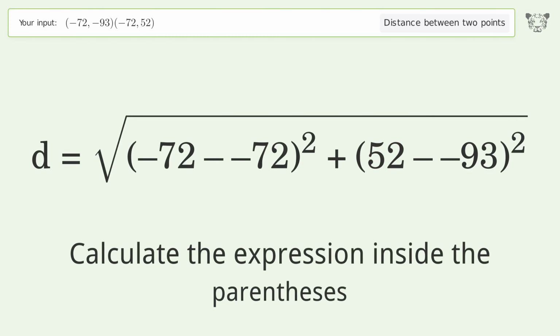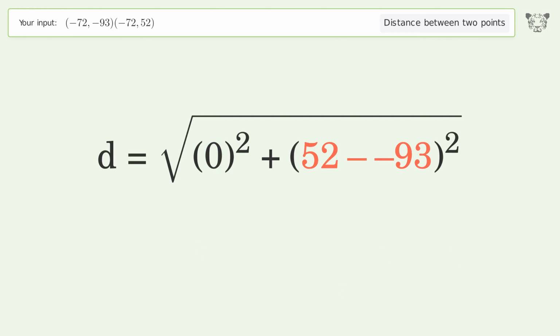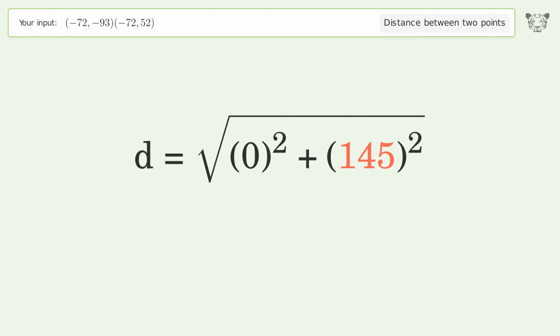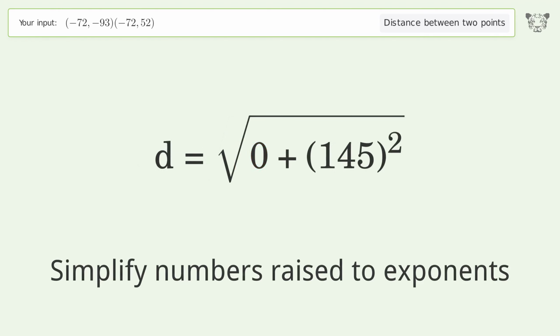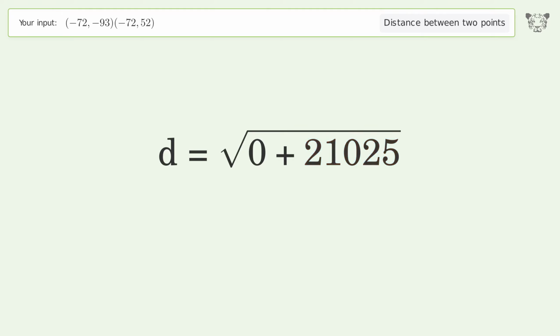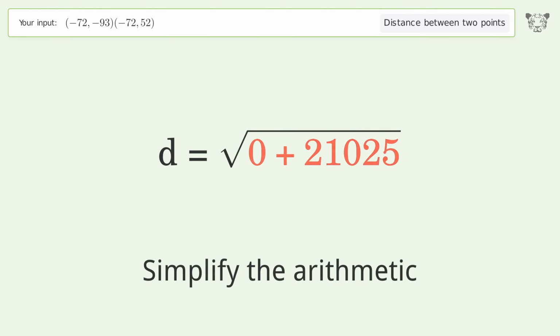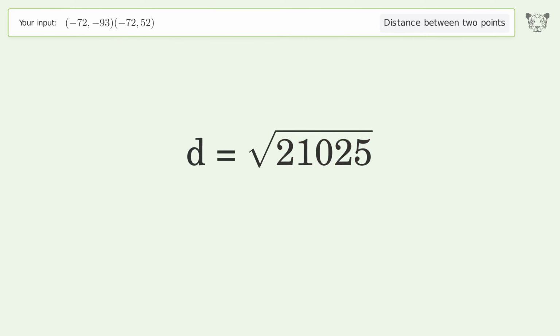Calculate the expression inside the parentheses. Simplify numbers raised to exponents. Simplify the arithmetic. And so the distance between the 2 points is the square root of 21,025, or 145.